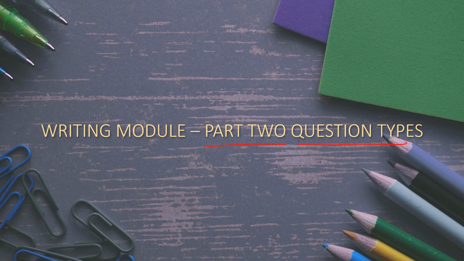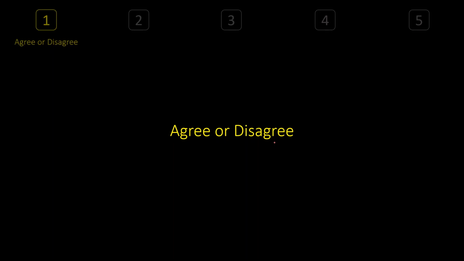So that means your part 2 is always an essay, and what kind of questions you get in that essay. We are still in the writing module. Earlier we have discussed the structure and how to write the essays, but today we're gonna see the question types. Okay? There are 5 different question types which are mentioned here as number 1, number 2, number 3, number 4, and number 5.